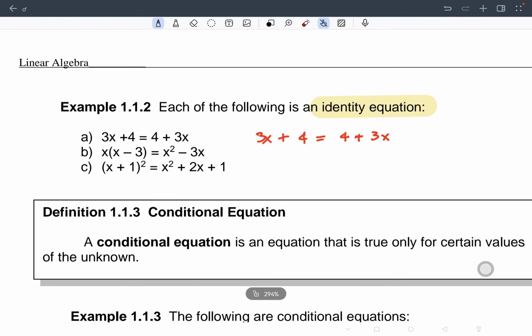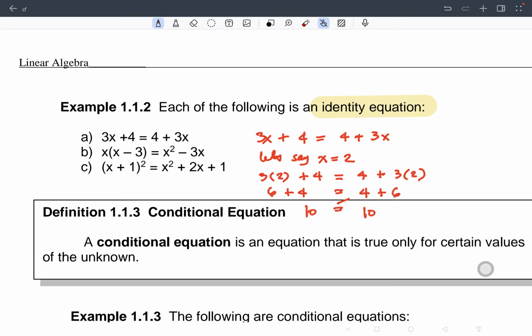Let's check. So let's say, x is equal to 2. If x is equal to 2, then we substitute 2 on both sides of the equation to the variable. So 3 times 2 plus 4 is equal to 4 plus 3 times 2. This will become 6 plus 4 is equal to 4 plus 6. This is 10 equals 10. So, if you substitute 2, then the left and the right side of the equations are equal. So, this is an identity equation.